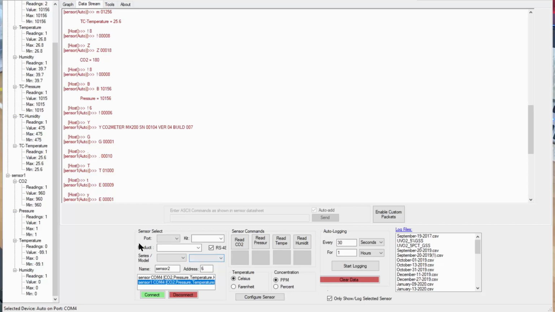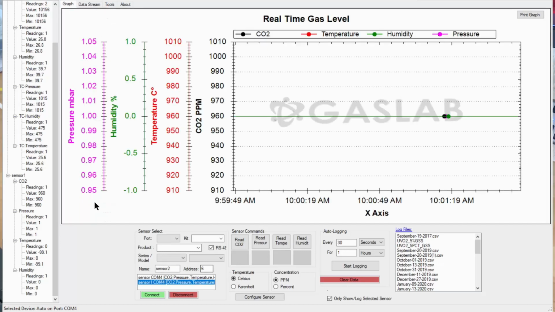So now we have two sensors connected and we got a third to go. So we'll go back to the graphing screen because it's easier to read. And again, we're gonna be on port COM 4. We're RS485. We are an EC-MX series sensor. And we are going to be on address 7 this time. And this is an oxygen sensor. And so we're gonna do a connect.